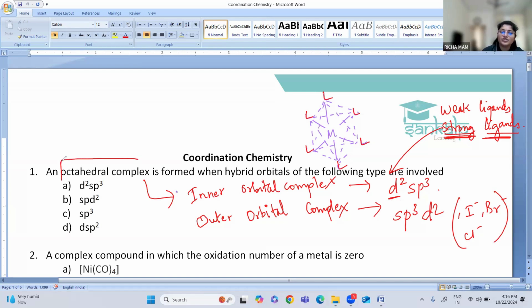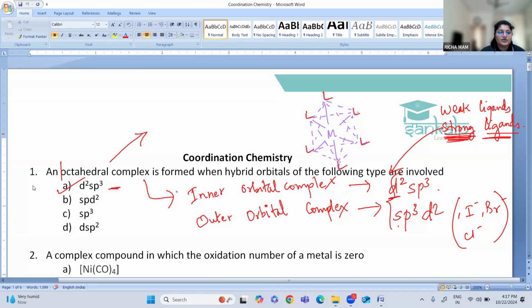If they ask which octahedral complex is formed, it depends upon the type of ligands present. Now let us see among the following. Either of these two should be present: d2sp3 or sp3d2. Option A shows d2sp3, and sp3d2 is not there. So the hybridization is d2sp3, an octahedral complex, forming the inner orbital complex. I hope it is clear.